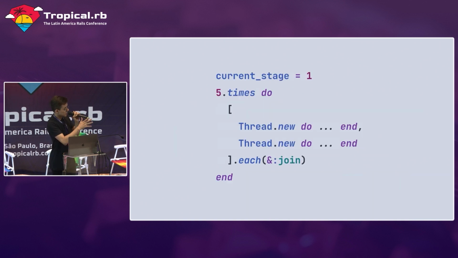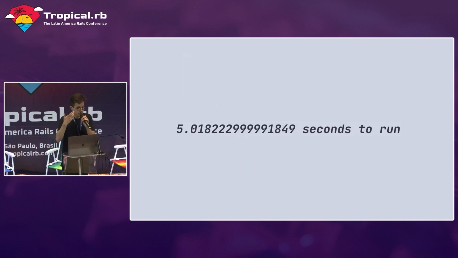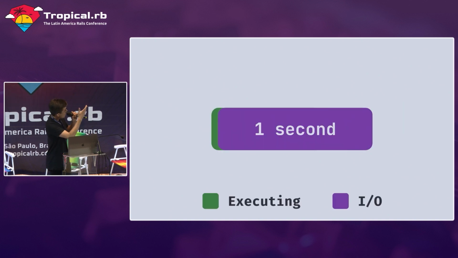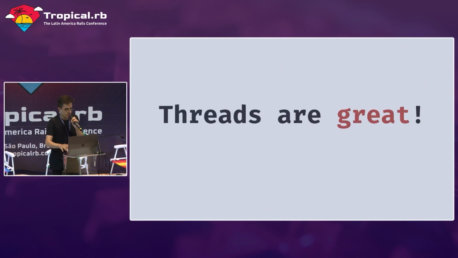The code is very similar to what we did with fibers, but we create threads instead, and we wait for threads to finish before we create new ones. And if we do that, it runs in about 5 seconds. That's because most of the time we are just waiting on those sleep calls to complete. And we do that 5 times, then 5 seconds. So it looks like threads are actually great, right?